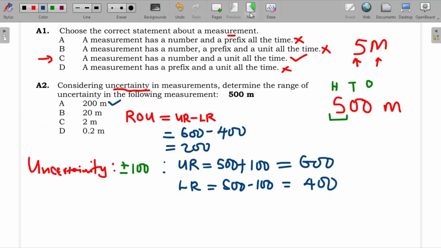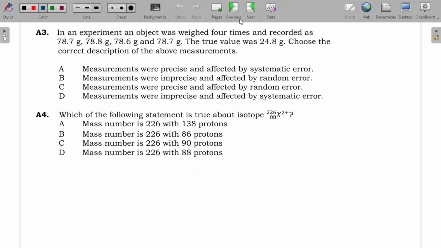Okay. Question number 3. In an experiment, an object was weighed 4 times and recorded as 78.7, 78.8, 78.6, 78.7. And then they are saying the true value for this object was 24.8 grams. Choose the correct description of the above measurements.